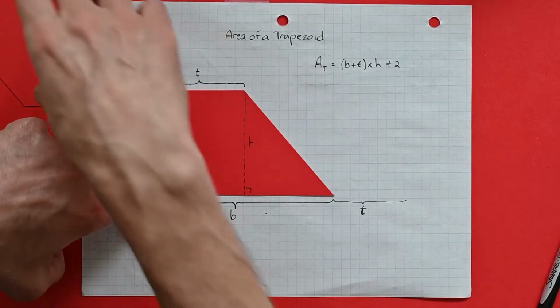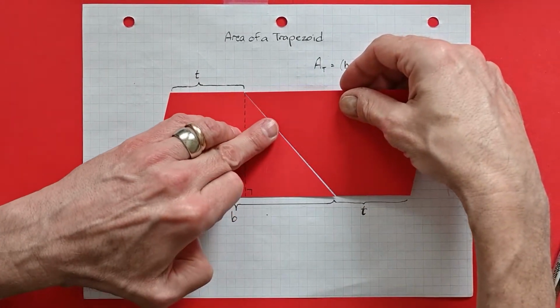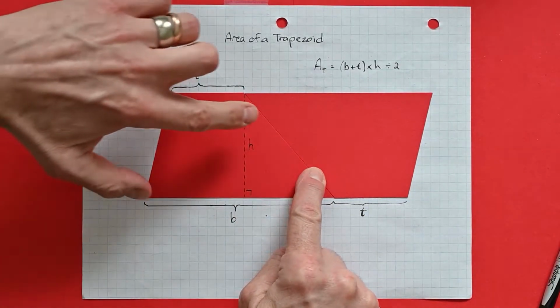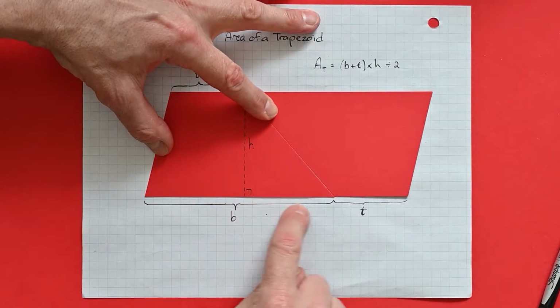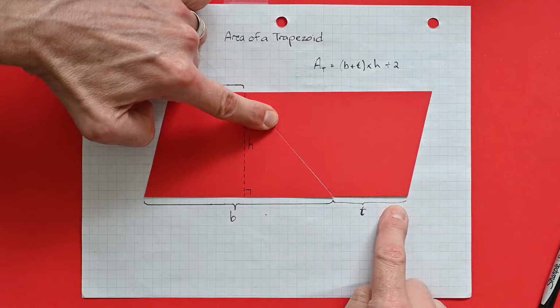And to sum very briefly, what we've done is discovered that all trapezoids are half a parallelogram, and that that parallelogram has a base that consists of the bottom of the original trapezoid plus the top of that trapezoid.